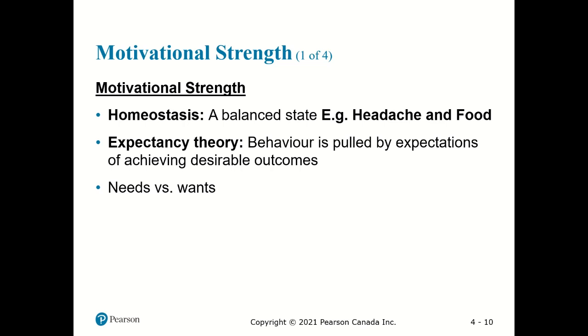Next we have homeostasis. What is the meaning of this? Homeostasis means a balanced state, while expectancy theory says behavior is pulled by expectations of achieving a desired outcome, a need or want. We know that something is expected. For example, a person doing a job somewhere may have expectations in their mind that their boss will give some monetary form, maybe an incentive, or something else. That is expectancy theory.